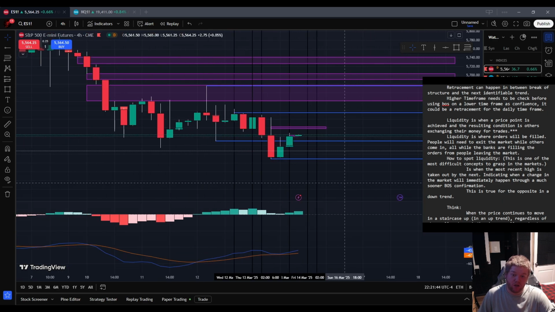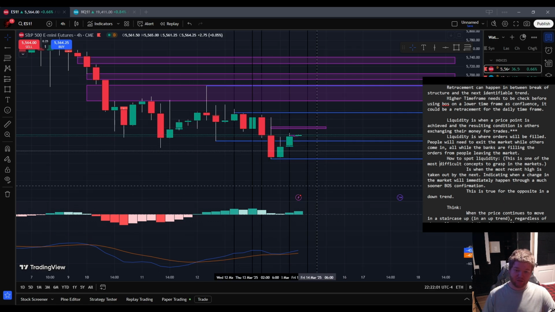I think I'm wrong again. I think that's why it's so difficult. Most recent high, or in our case, most recent low, is taken out by the next. Where's our most recent low? Right here. It hasn't been taken out yet.